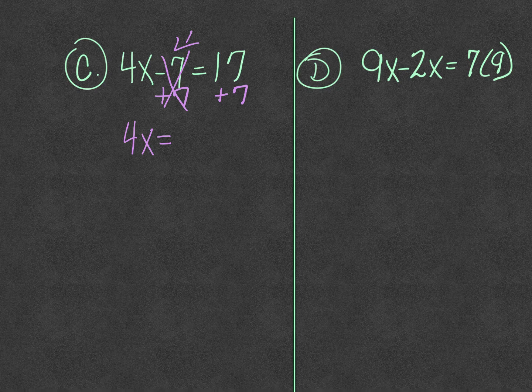So 4x equals 17 plus 7 equals what? 24. Now, my inverse operation here of multiplication: when you learn to identify 4x, oh, I'm going to divide. Or if you have 4 over x, then you're going to multiply. Those help you to identify the inverse operation. So that cancels. x equals 24 divided by 4, which is 6. And that is your answer.